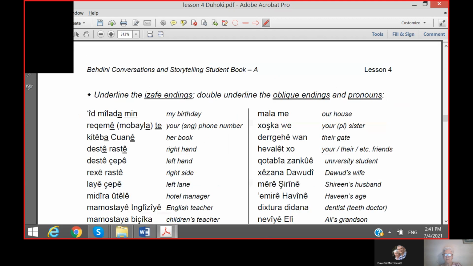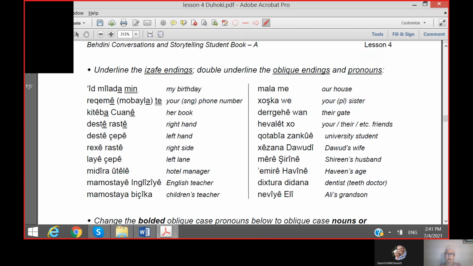Page 79. Underline the izafe endings. Double underline the oblique endings and pronouns. So I've helped you a little bit here. This is izafe. This is oblique. Go ahead and do this exercise and check your answers in Book B, Appendix S.